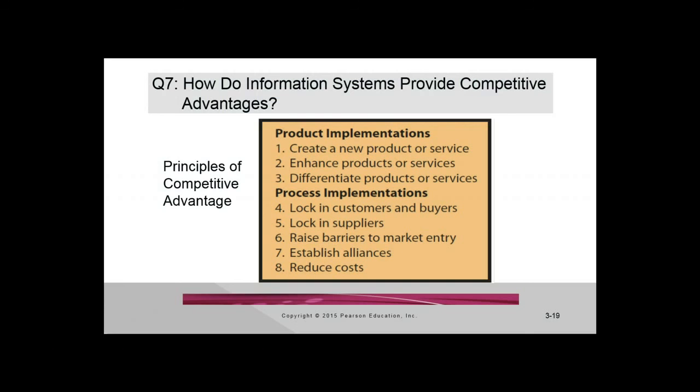So the first one is we can create competitive advantage by product implementations. New to the world products, or taking an existing product or service and differentiating and enhancing it through technology. We can also do it through process implementation. So I like this first one. Lock in customers and buyers. How can technology help lock in customers or buyers?